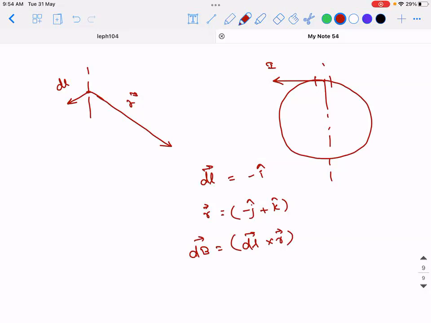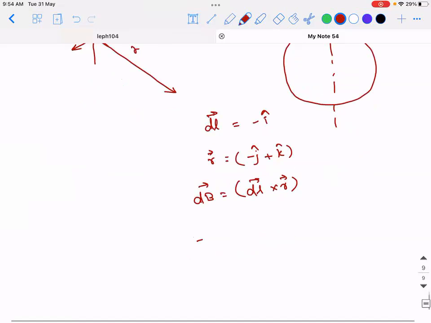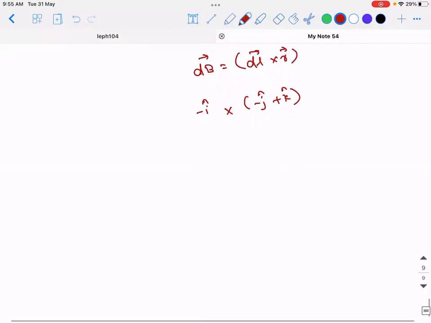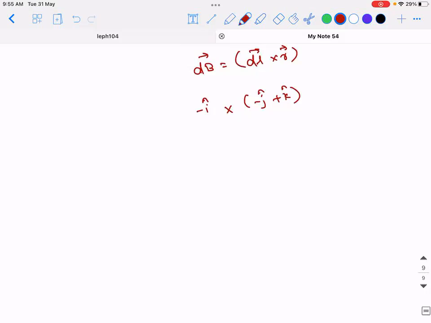So what is dl vector cross r vector? So this will be minus I cap cross minus j cap plus k cap. Right? Minus I cap. See, do all these work as rough work, okay? Minus I cap cross minus j cap, plus minus I cap cross k cap.